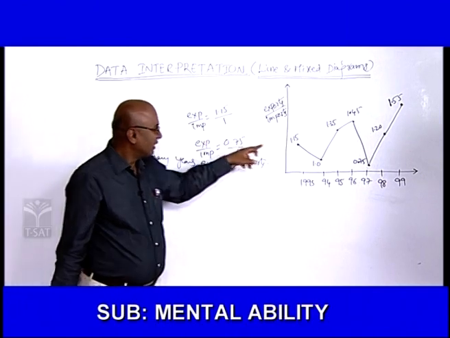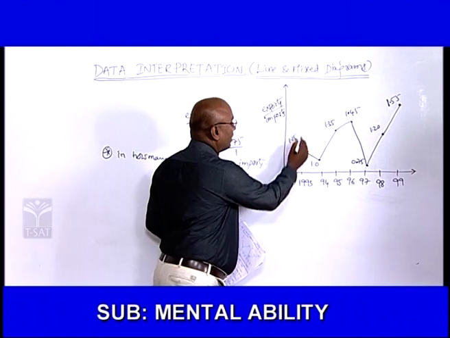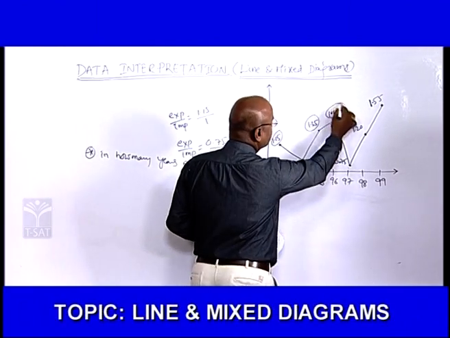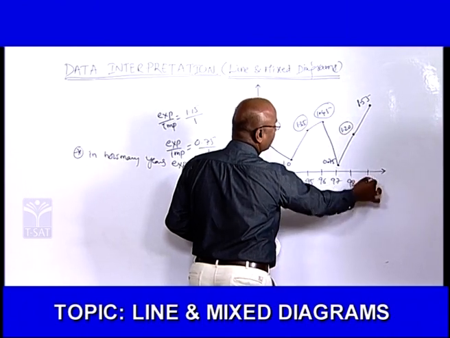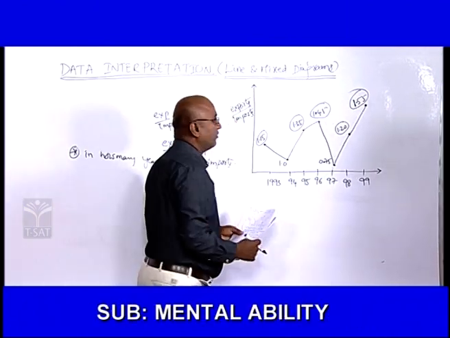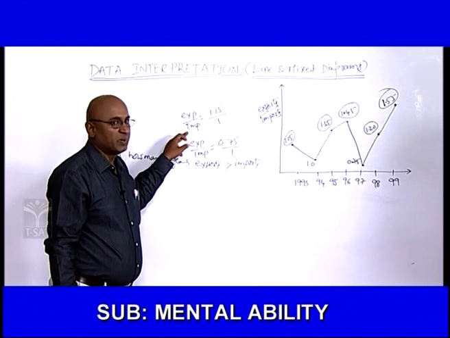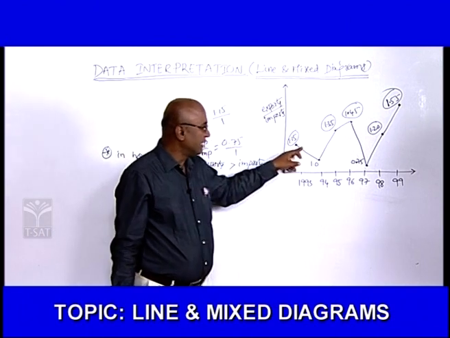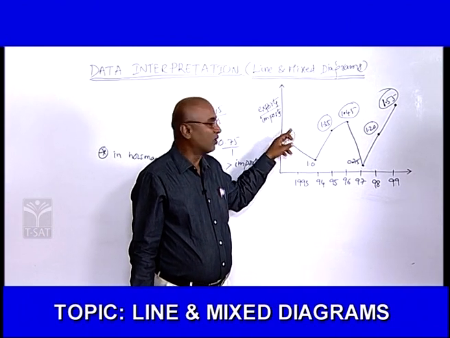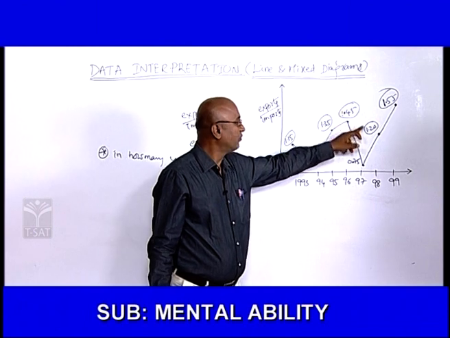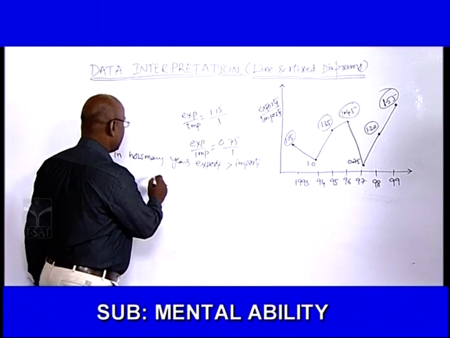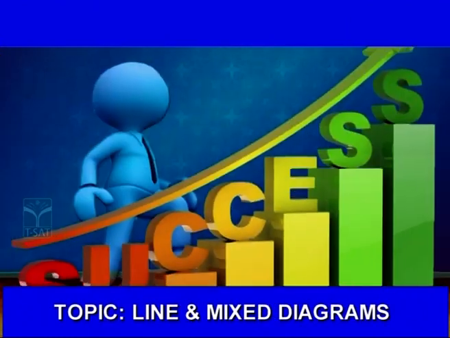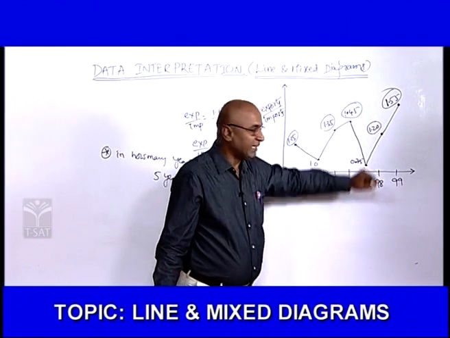So we can say that in the year 1993, and in the year 1995, and in the year 1996, and in the year 1998, and in the year 1999, the value of exports by imports or the ratio of exports to imports is greater than 1. So in all these years, we can say that the exports are more. So 1, 2, 3, 4, 5. So the answer is in 5 years. And the years are 93, 95, 96, 98 and 99.